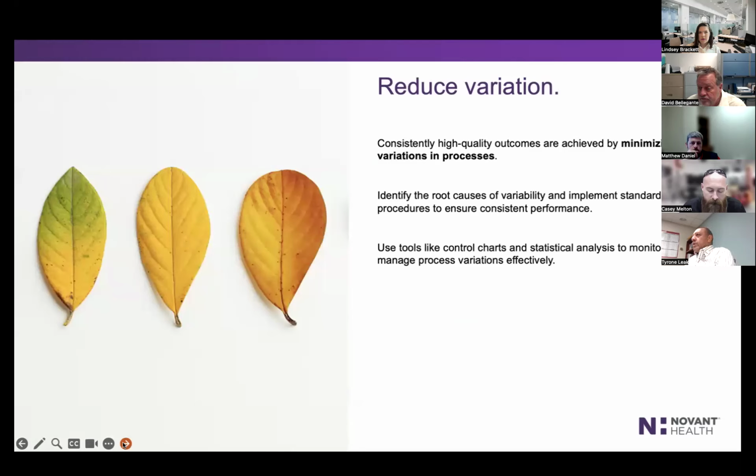Okay, we want to reduce our variations, so a consistently high quality outcome is achieved by minimizing variations in the processes. So identify the root causes and the variables and implement standardized procedures that ensure consistent performance. Some of the tools we talk about: use tools like control charts and statistical analysis to monitor and manage your process effectively.